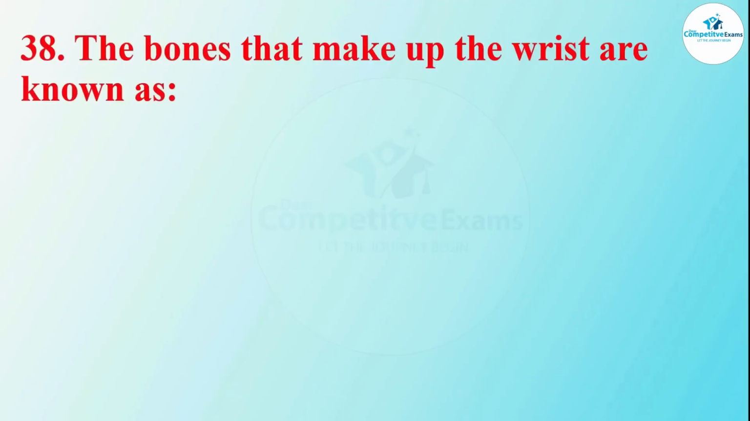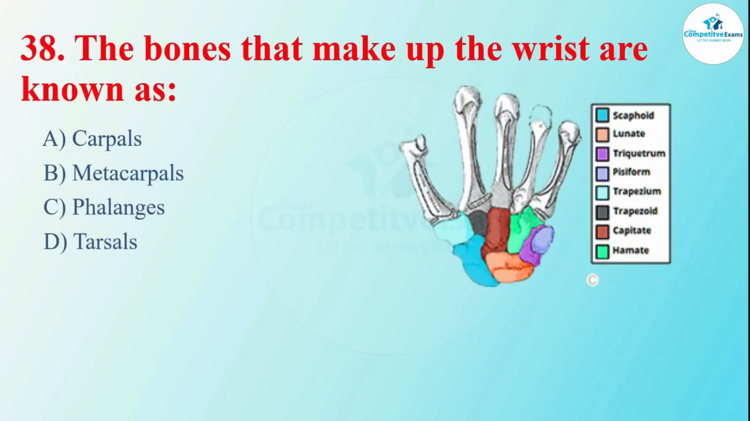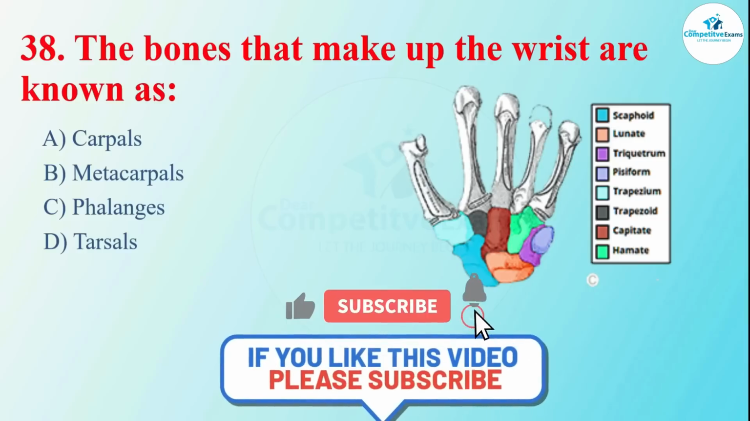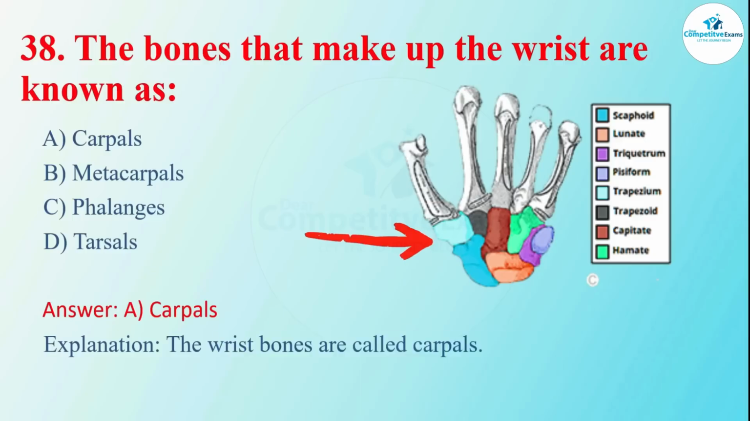The bones that make up the wrist are known as. So what do you call those bones that make our wrist? The options are carpals, metacarpals, phalanges, or tarsals. The right answer, which we have seen already in our previous questions, is carpals. The wrist bones are called carpals.